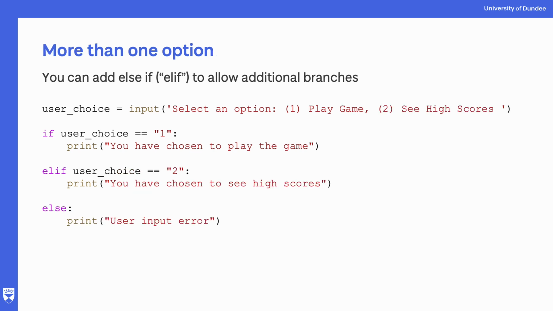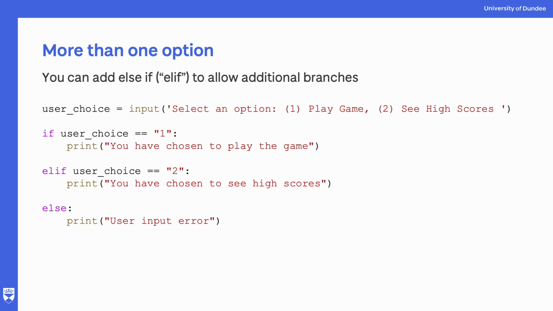The other thing that we can do is we might not just have one choice and then a mop-up, we might have multiple choices. If we expand that game menu, we can see that there's two options. There's one to play the game, 2 to see the high scores, and then every other key on the keyboard that I could press.